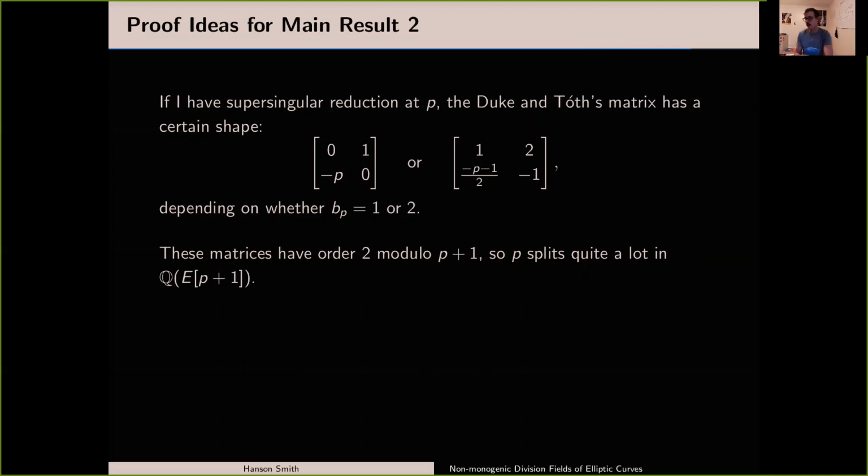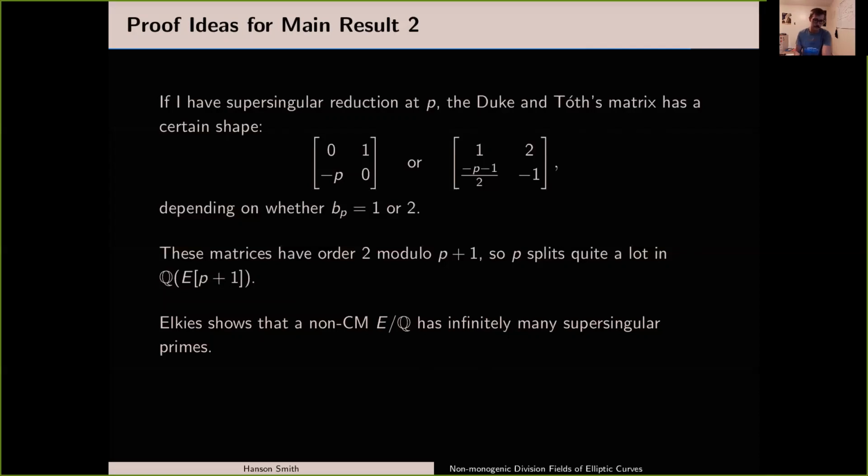It's going to be harder to have the right number of irreducible polynomials modulo P of the correct degree. Great. Here in particular of degree 2 in FP adjoint X. So Elkies shows that a non-CM elliptic curve has infinitely many supersingular primes. So cool, we have a lot of primes for which my matrix representing Frobenius looks like one of these 2 matrices.